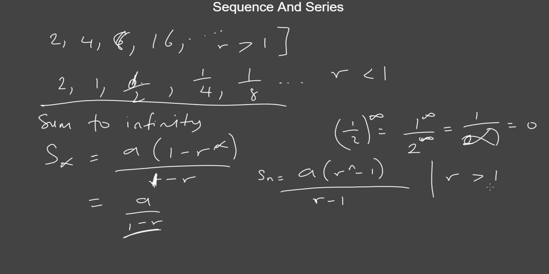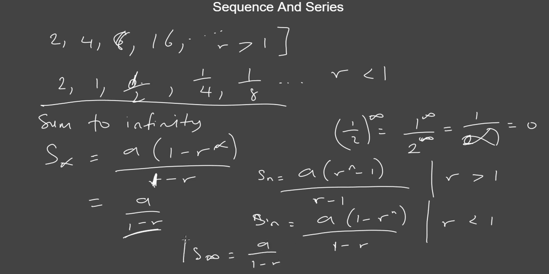The next is the case where r is less than 1. And then lastly, we have the sum to infinity for this second case, which is a divided by 1 minus r. So these are the equations you should take note of. Now we've talked about all the formulas you should take note of for arithmetic progression and for geometric progression. In the next video, we'll solve some examples related to sequence and series.